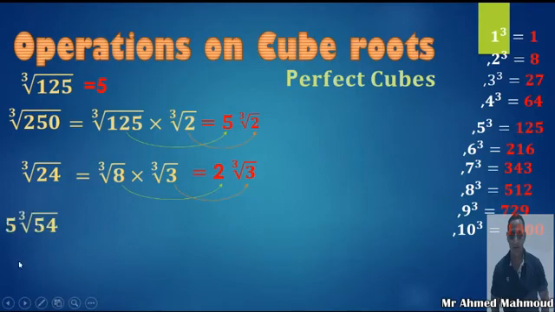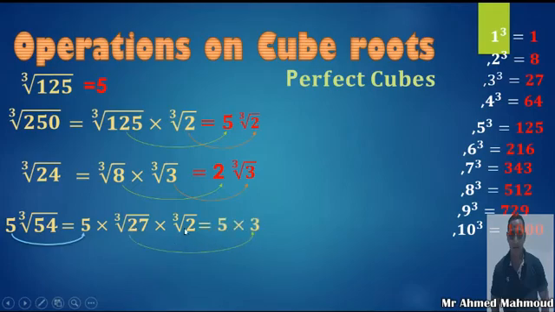Another example, 5 cubic root 54. First, we are going to leave the 5, and 54 will be 27 times 2. Then it will be 5 here, and cubic root 54 will be cubic root 27 times cubic root 2. And then in the answer we keep 5, and the cubic root of 27 equals 3, and then we leave cubic root 2 here. But we have another step. We multiply 5 by 3, which equals 15.